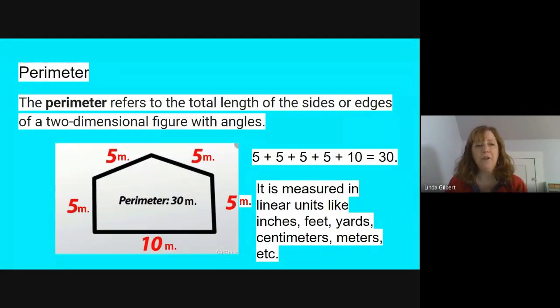Perimeter refers to the length of the sides or edges of the two-dimensional figure that has angles. So you can see this is a picture of a pentagon, and 4 of the sides are 5 meters long and 1 of the sides is 10 meters. So we'd have to add those together. 5 plus 5 plus 5 plus 5 plus 10 is 30. So the perimeter of that pentagon is 30 meters. It's measured in linear units like inches, feet, yards, centimeters, and meters. So one of the big differences: area is measured in squares and perimeter is measured just in the length.